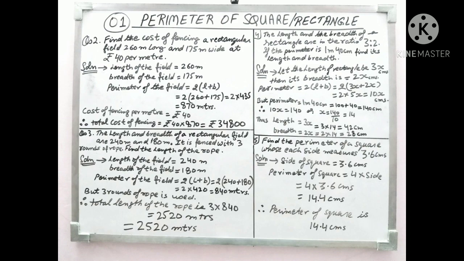that the perimeter is equal to 10x, and given that the perimeter is 140 cm. So we will equate 10x is equal to 140, and finally we get x is equal to 14. Now this is not the answer, point to be noted. The answer will be length is equal to 3x, that is 3 into 14. So length will be 42 centimeter and breadth will be 2x, that is 2 into 14, that is 28 centimeter, right? So the final answer is: the dimensions of this rectangle are length 42 centimeter, breadth 28 centimeter, right?